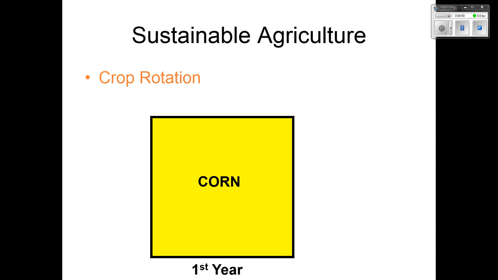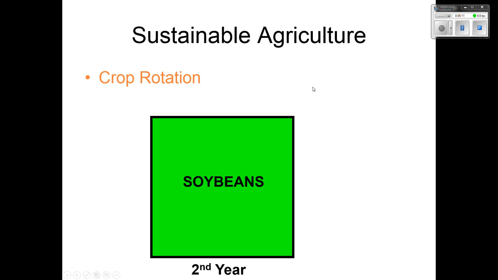So with crop rotation, you can see first year maybe we grow some corn. We change it up to soybeans the next year. We want to be very specific about the types of crops that we're changing it up to because you want to make sure, again, that you're keeping the soil nutrient rich. So you want to pick a crop that takes a different nutrient out of the soil. And soybeans happen to be legumes.